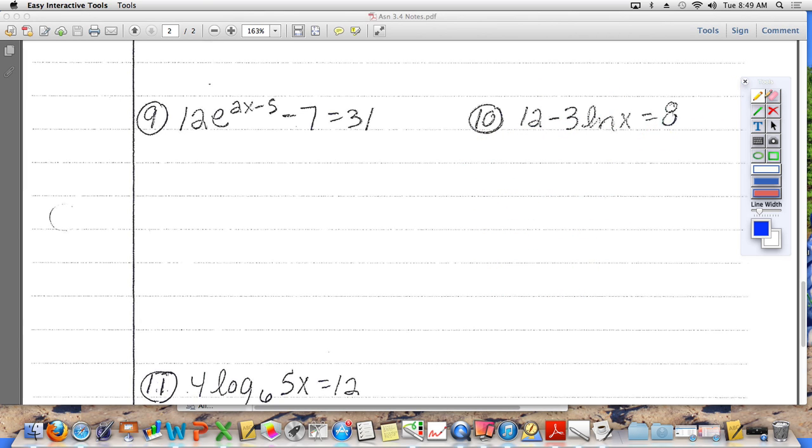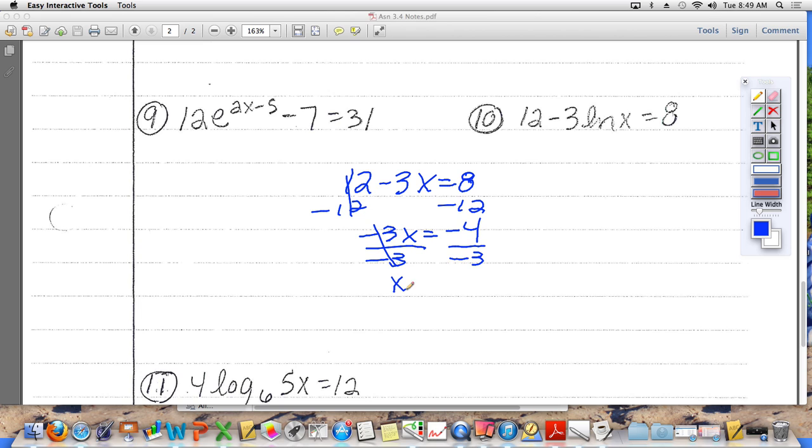Number 10. All right. Let's just say for a moment that this said 12 minus 3x equals 8. What would you do? Subtract 12. Yep, you would subtract 12 first. Subtract 12 over here, so we'd have negative 3x is equal to 8 minus 12, which is negative 4. And then you would divide by negative 3, so x would be equal to a positive 4/3. Yep.